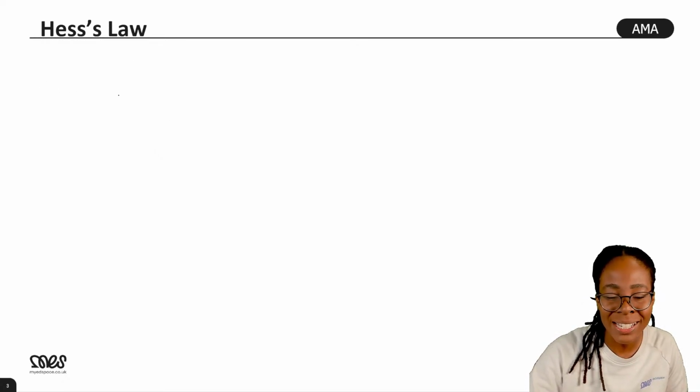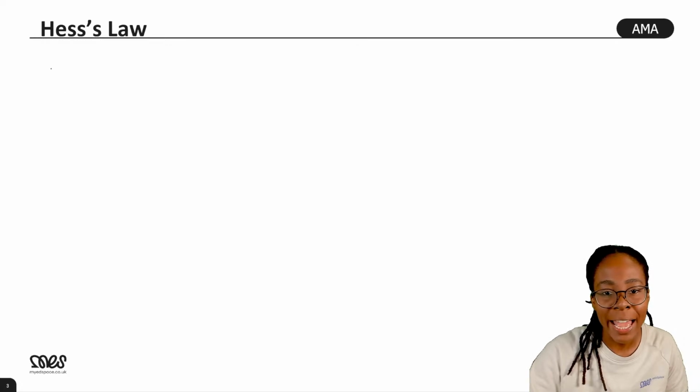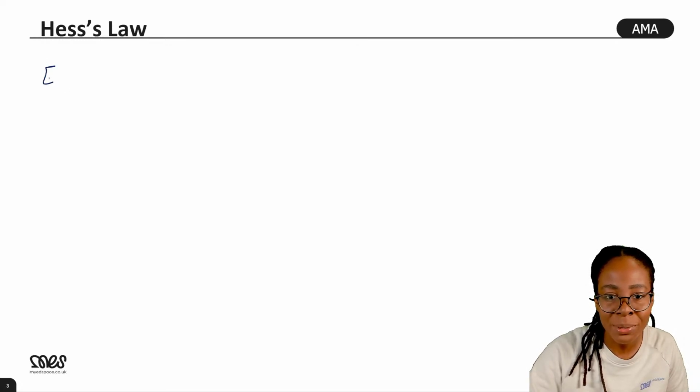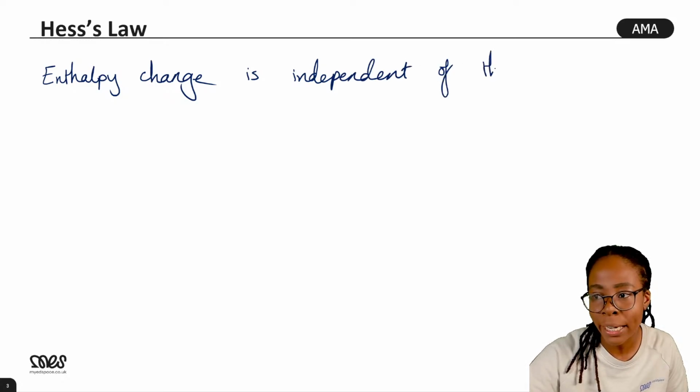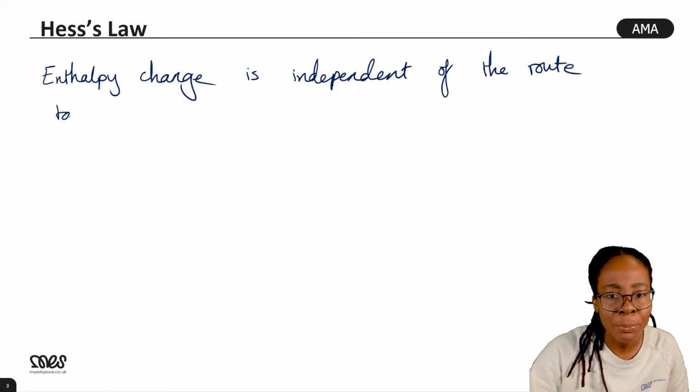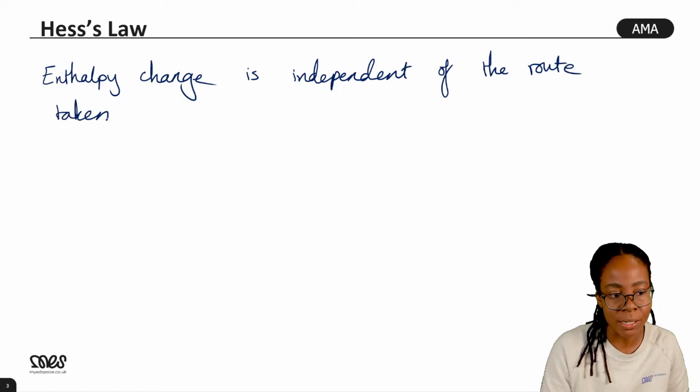So Hess's law essentially tells us that the enthalpy change is independent of the route taken. You don't necessarily need to know this off by heart, but you should understand the concept of Hess's law.